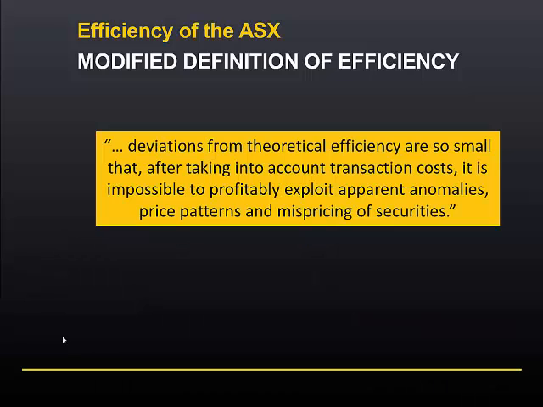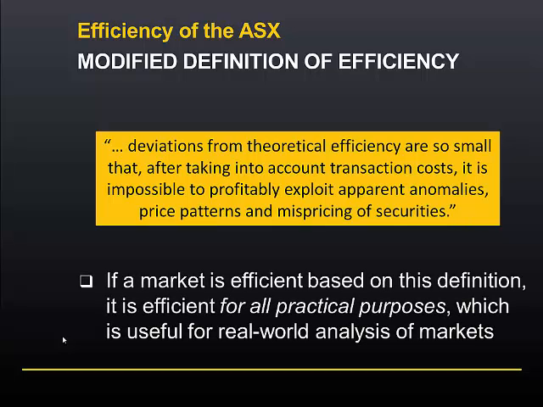Before we can look into the actual results of testing, it's useful to bear in mind this possible modification to the definition of efficiency, so that we can consider a market to be efficient if the deviations from theoretical efficiency are so small that after taking into account transaction costs, it is impossible to profitably exploit apparent anomalies, price patterns, and mispricing of securities. Although this is a departure from the theoretical concept of efficiency, it is perhaps a more useful definition because a market is for all practical purposes efficient if you are unable to take advantage of apparent inefficiencies. If we define an efficient market in this way, then the implications of market efficiency would still hold.